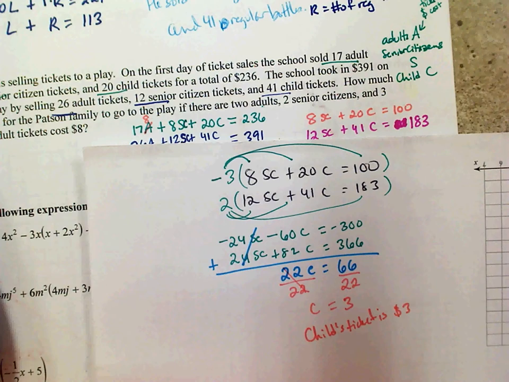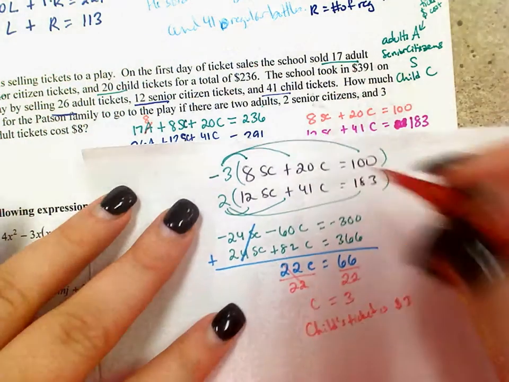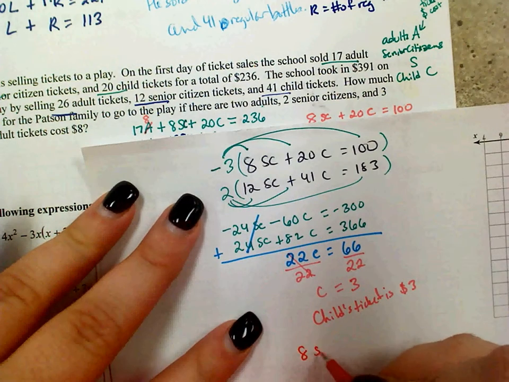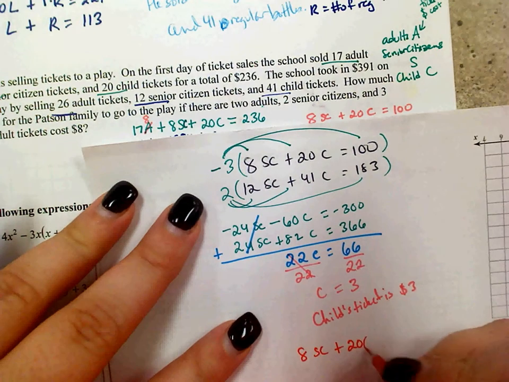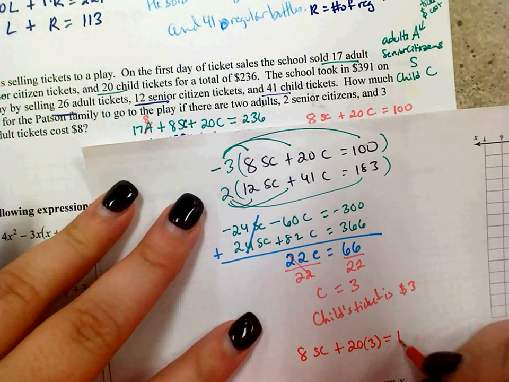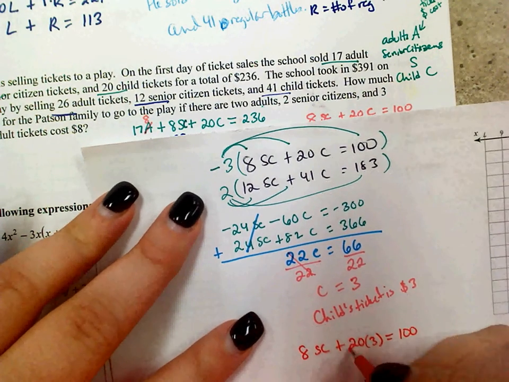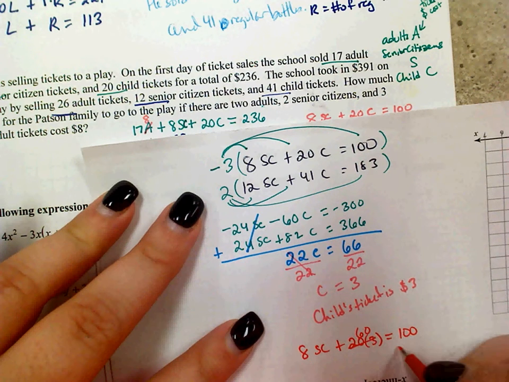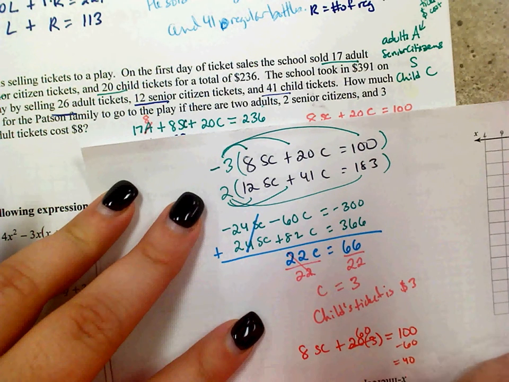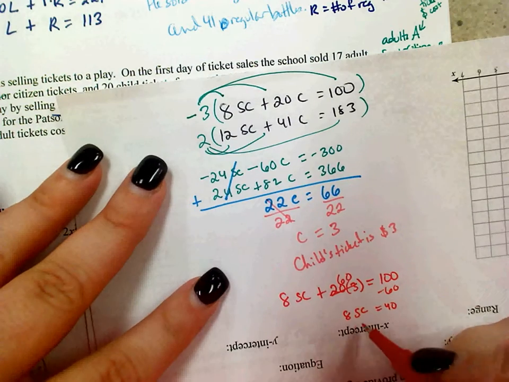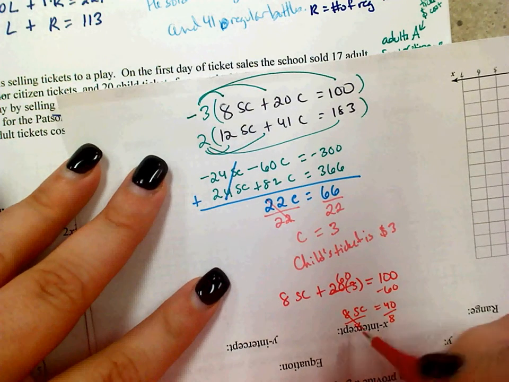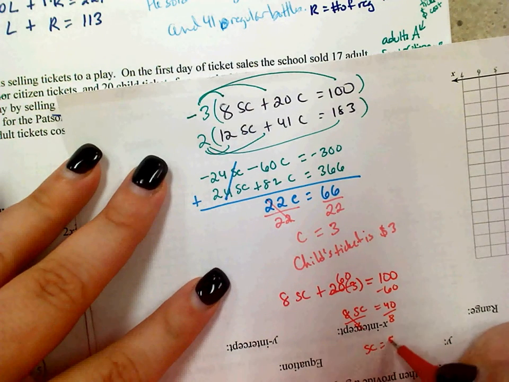I'm going to go up to this top equation. 8 times the cost of the senior citizen tickets plus 20 times the cost of the child tickets, which we now know is 3, equals $100. So that's 60. So I'm going to subtract 60 and get 40 equals 8 times the senior citizen tickets. And then we divide by 8, and you get that the senior citizen ticket costs $5.